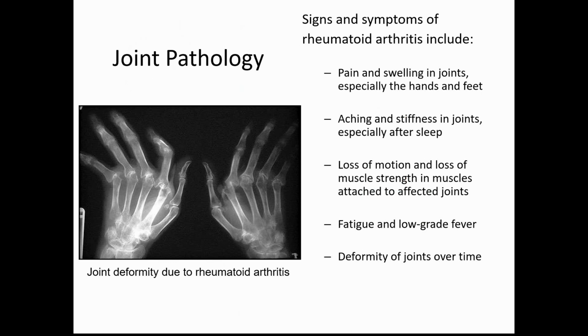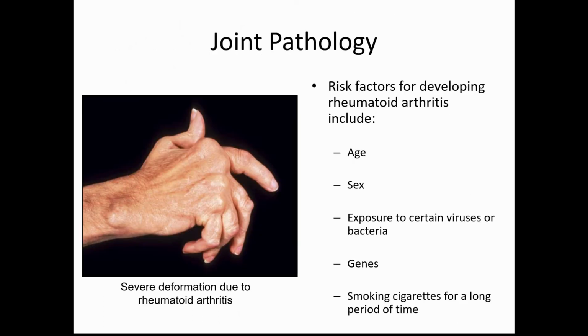RA tends to be bilateral. We find this on both sides of the body. Pain and swelling in the joints, especially in the hands or the feet, aching and stiffness, loss of motion, and because it's involving the immune system, fatigue and a low-grade fever are not uncommon. The joints can swell so badly that they'll actually deform over time.